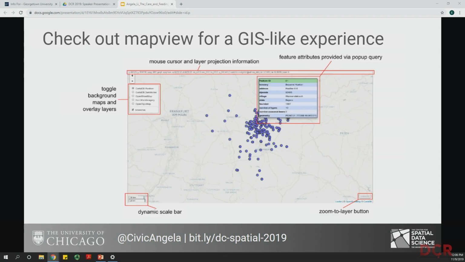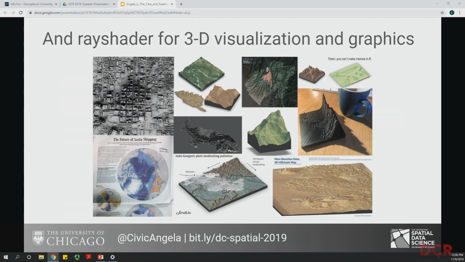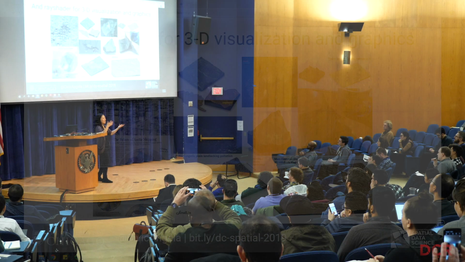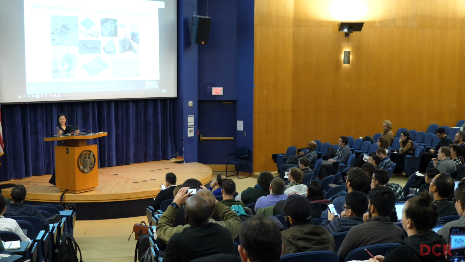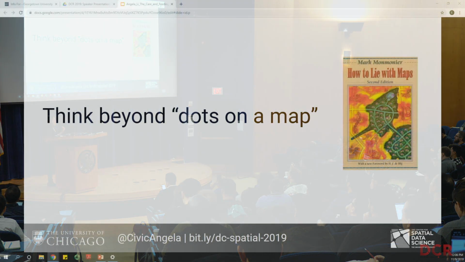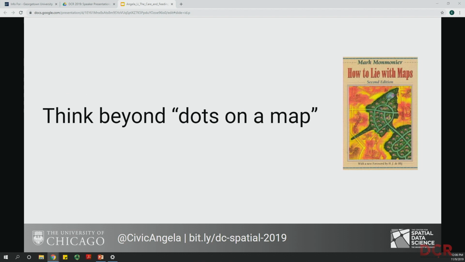Check out MapView also for a GIS-like experience. If you are familiar with GIS and GIS tools and you want to replicate that in R, MapView is awesome. It allows you to hover on things and pop up ID tables. Also, Rayshader for 3D visualization and graphics. I had the fortune of being the last spatial talk, so I was like, I'll just mention some of these packages that you could use. Okay. Last thing I want to reemphasize, think beyond dots on a map.